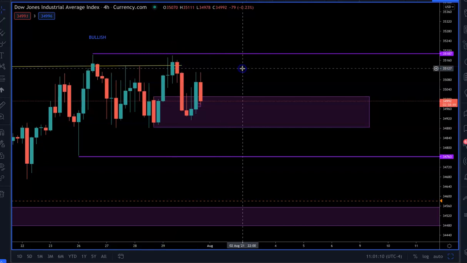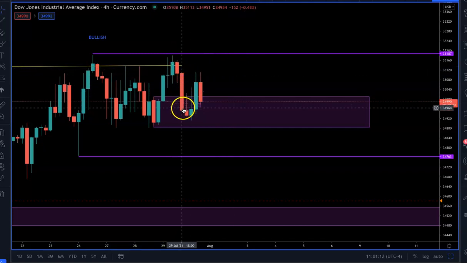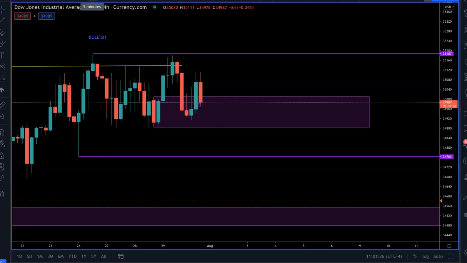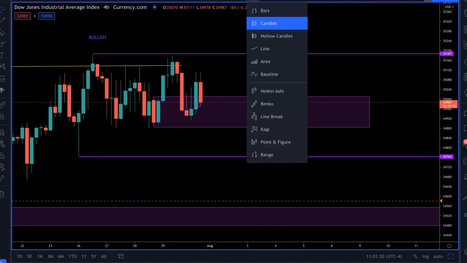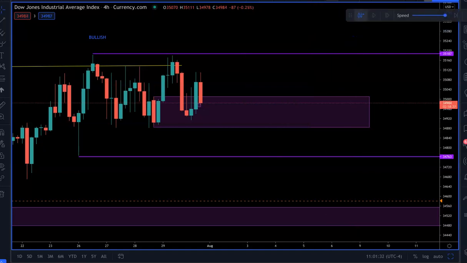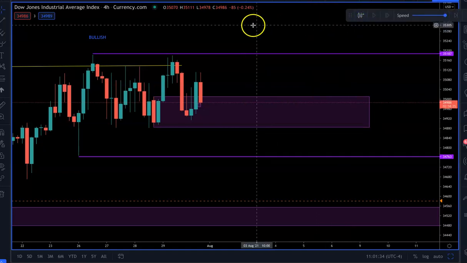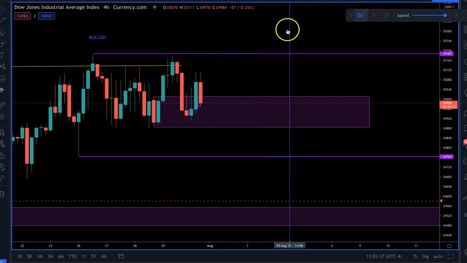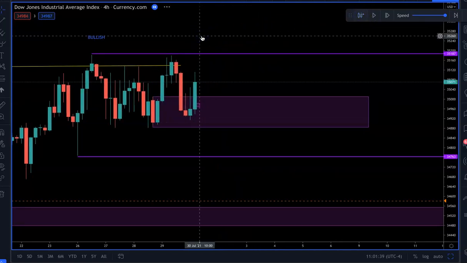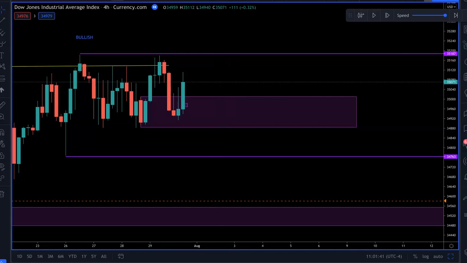So now, as you know, we just wait for price to come back down into our zone. And price did come down July 29th, yesterday. So we go down to the 5-minute. Matter of fact, let's make this a little easier. Let's do this. And let's get rid of this one. Now let's go to the 5-minute.